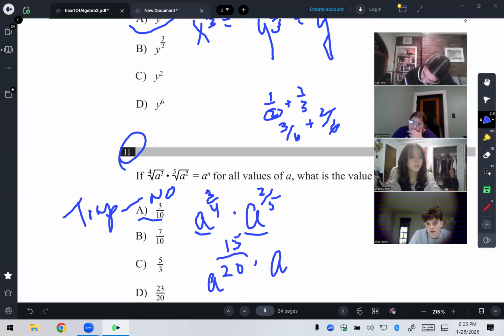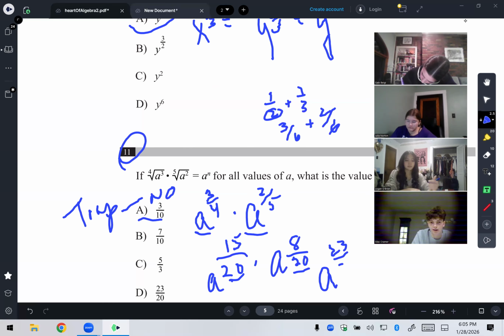I multiply this by 4 to get 20. 4 times 2 is 8. Now I have a common denominator, so I can add the exponents, and I will get a to the 23 over 20, which is answer choice D.